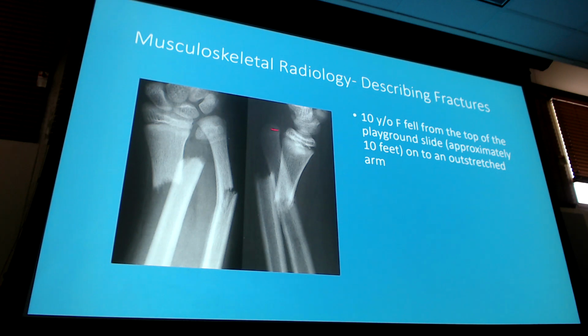Does anybody see the Salter Harris 1? Look at where the epiphysis is, and look at where the metaphysis is. This thing has slipped completely off.